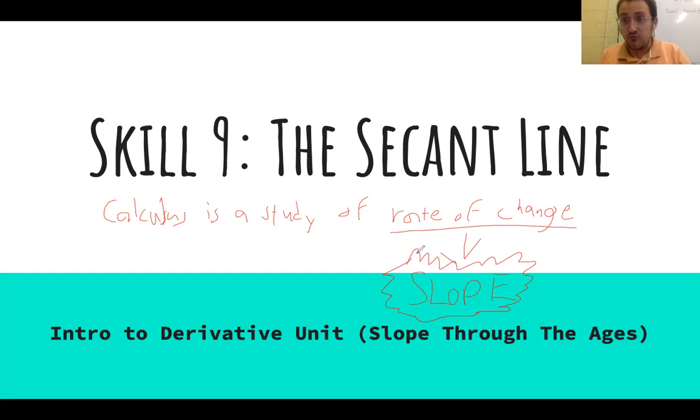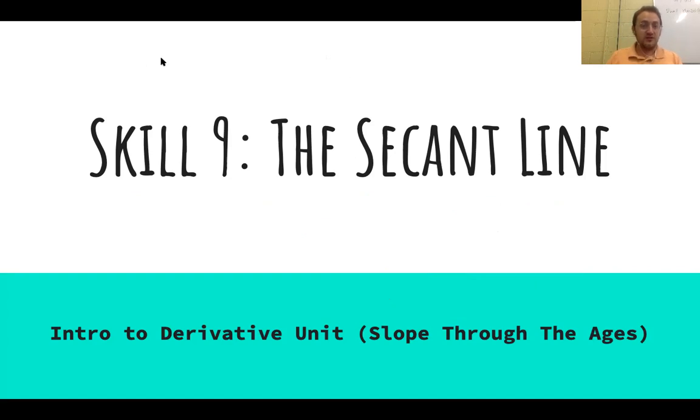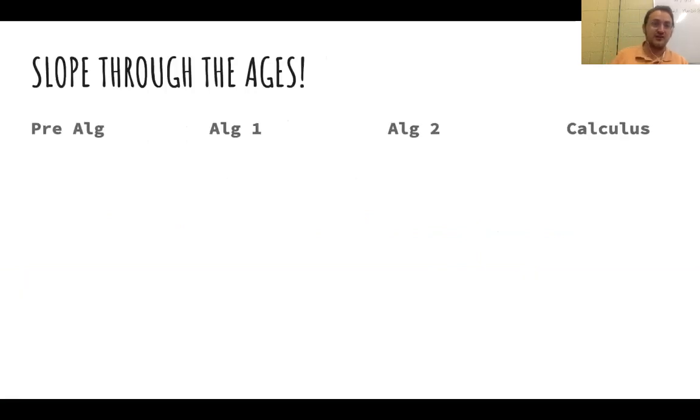And what we're going to do, to introduce this skill, is look at how you have looked at slope through the ages. So I want to give you a timeline of your mathematical journey and the concept of slope. When you were in pre-algebra and they started introducing you to slope, they called slope a variable m, and they told you that slope was rise over run. So that was about pre-algebra.